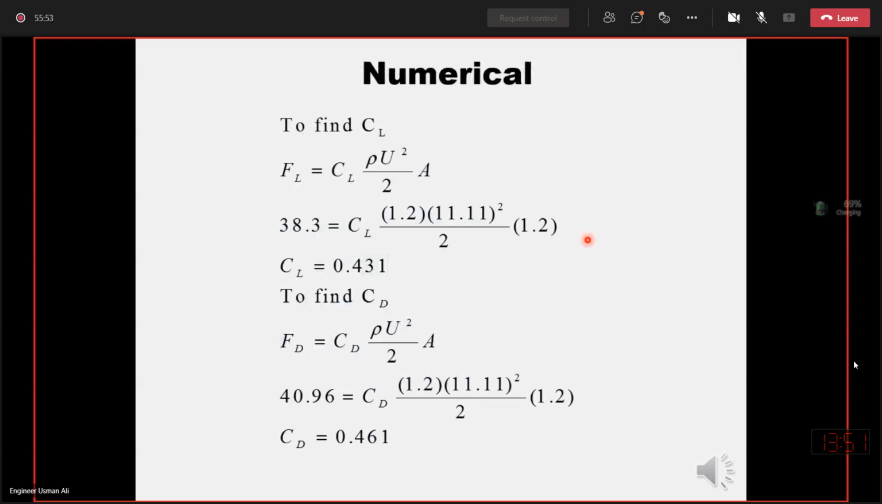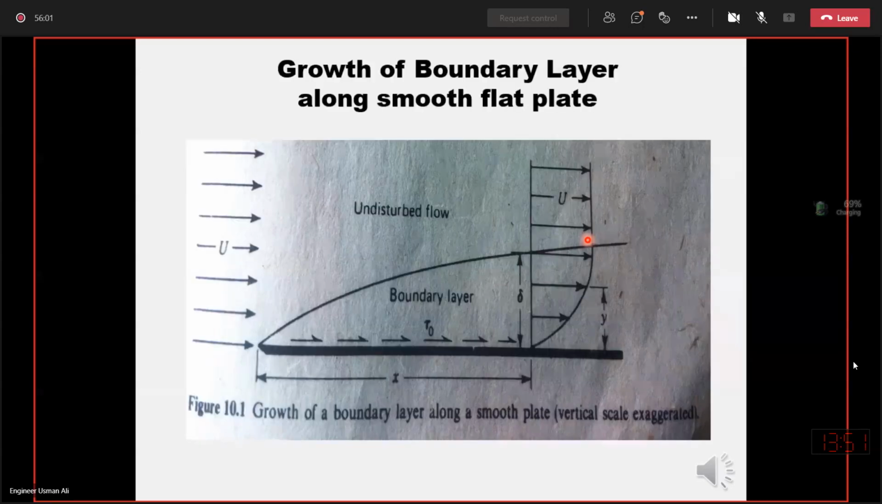So you can try this at your place with different data also, just to know how we can find these forces. The next thing, a very important topic to start with, is the growth of boundary layer along a smooth flat plate. Figure first, and then we'll come to the types of the boundary layers, and then later on the depth.